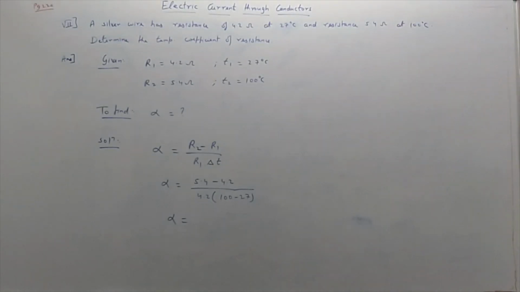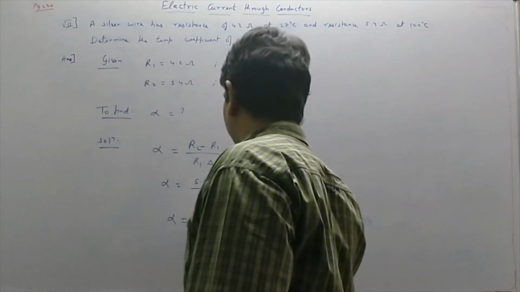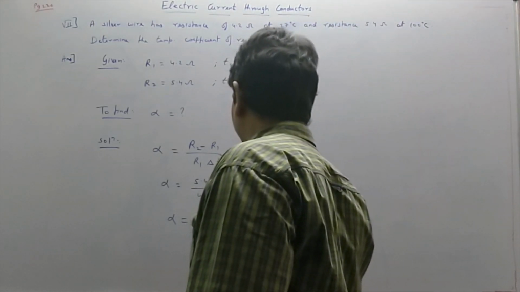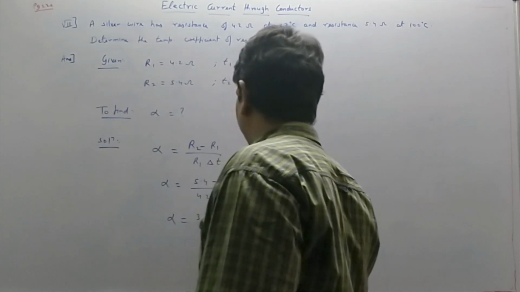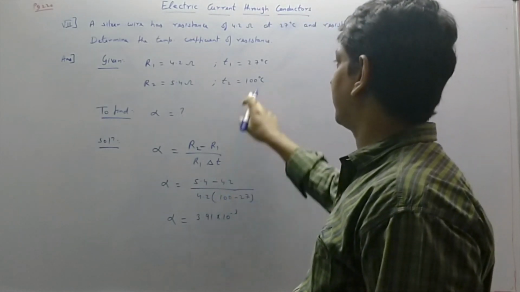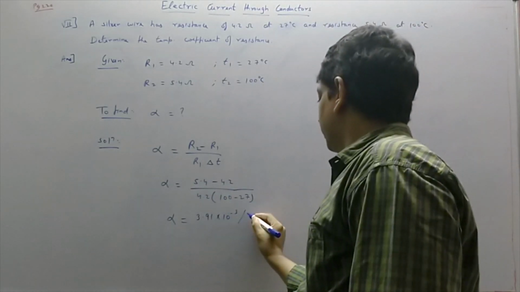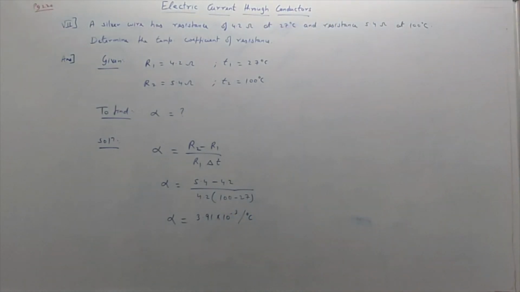The answer you will get is very small, about 3.91 into 10 raised to minus 3. And what is the unit of this? It is resistance upon resistance, and upon delta T, which is temperature, so per degree. So 3.91 into 10 raised to minus 3 per degree Celsius, you can calculate this.